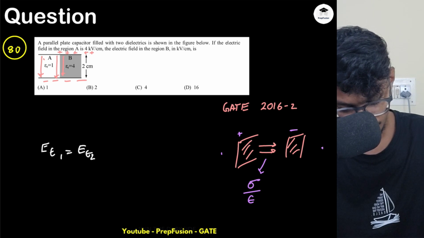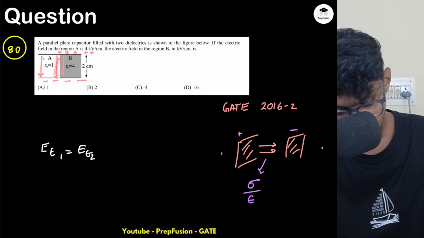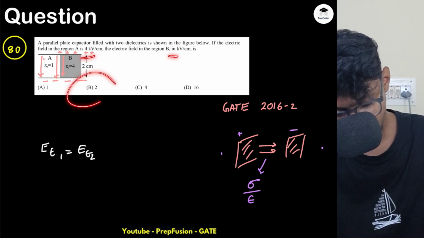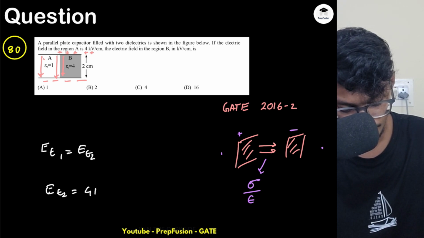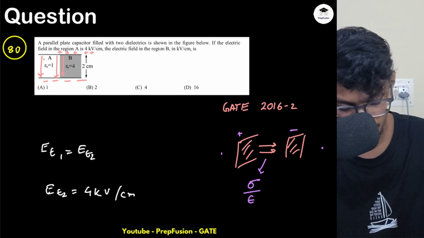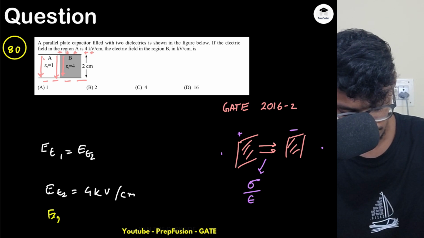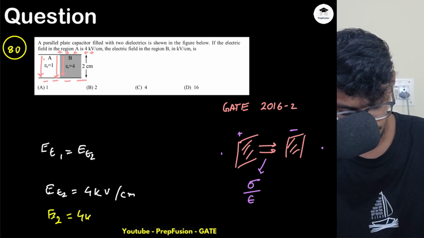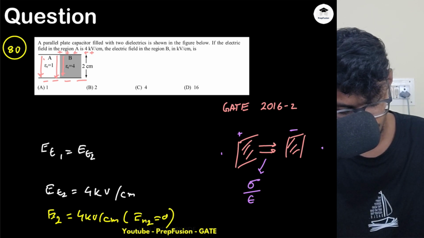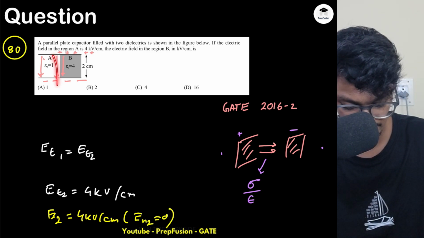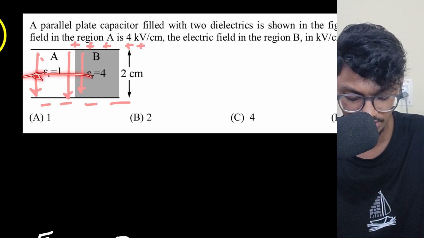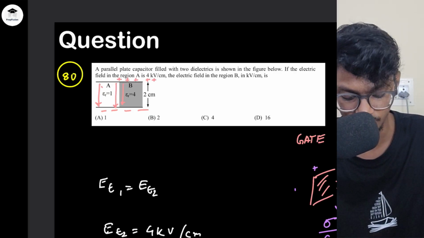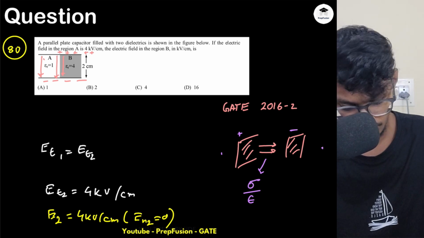And what is ET1? ET1 is simply 4 kilovolt. So ET2 also should be 4 kilovolt because it doesn't have any normal component. So E2 will also be 4 kilovolt as En2 is 0. It doesn't have a normal component, it's just a tangential component, right? This is the surface and I am tangential to this. Normal means in this direction. It's not normal, so it will be the same 4 kilovolt only, it will not change.